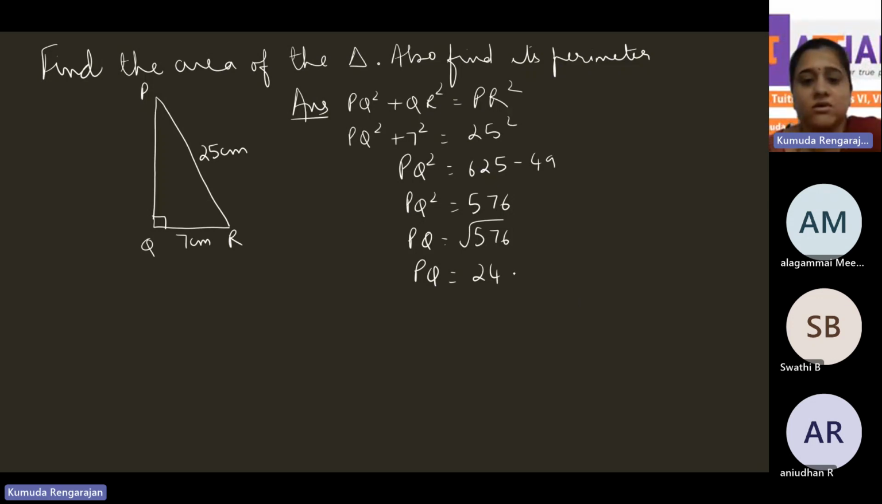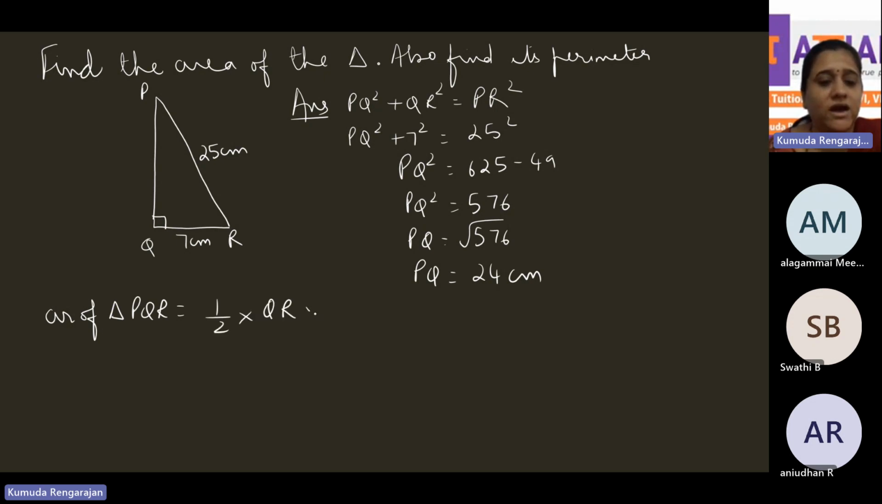So we found PQ. Okay, now the area of the triangle. Area of triangle PQR is equal to half into base into height. So half into base QR, and the altitude is PQ. That's the altitude. See here, perpendicular. For side QR, PQ is the altitude. Altitude is always a perpendicular on the base, right?